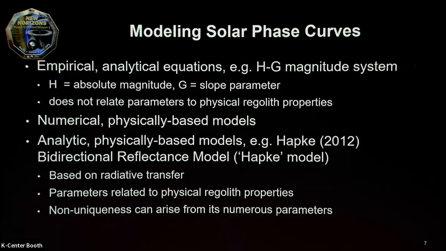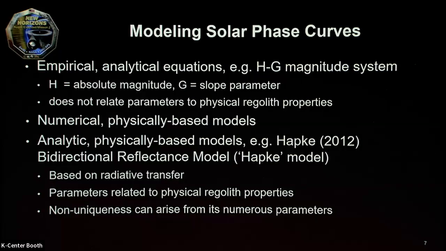So when we model the solar phase curves, we can use empirical analytical equations like the HG magnitude system, which is often used to model asteroid phase curves, but these don't relate parameters to physical regolith properties. You can use numerical physically based models. You can use analytic physically based models, and one of those would be the Hapke model, which is commonly used and has been referred to several times during this meeting already. The Hapke model is based on radiative transfer. The parameters are related to physical regolith properties, but there are issues with non-uniqueness that can arise from having so many parameters.